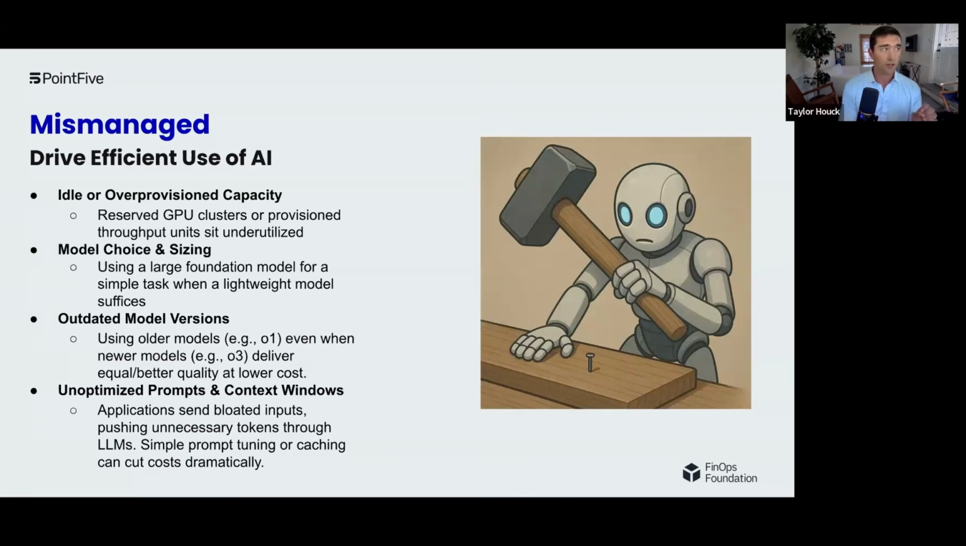Now, once you've got a valuable use case, and you've identified that you have the right tool for the job, then it's time to think about optimizing, right? There are some really good slides earlier in the presentation about what to think about when you're optimizing your AI infrastructure, right?